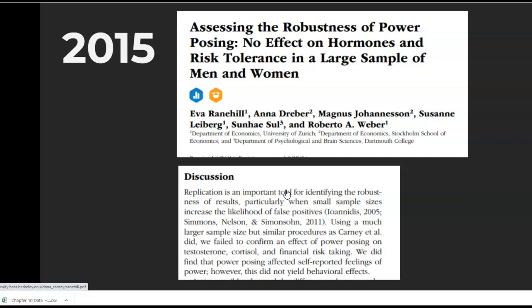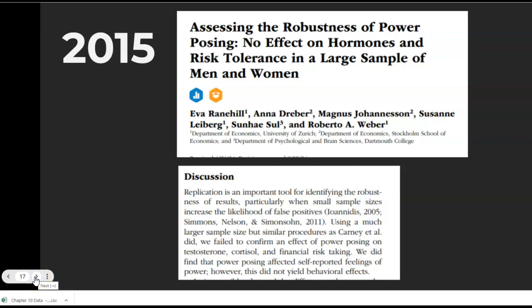And with a large sample size, they found that it had no effect on hormone levels, so it didn't change testosterone or cortisol, and it also did not have an impact on people's financial risk-taking. They did say that they felt more powerful, but it didn't have these interesting effects on people's physiology or their actual risk-taking behaviors. It was just sort of that they said they felt more powerful, but didn't see any other impact of it there, right?